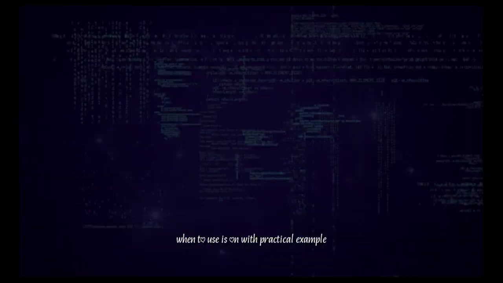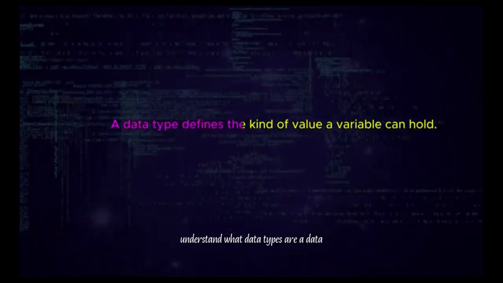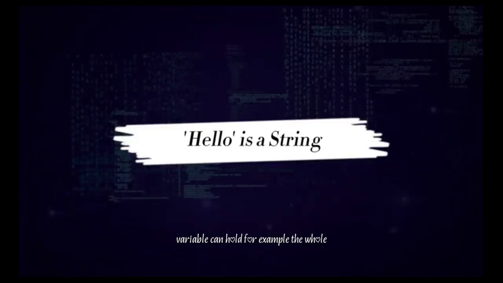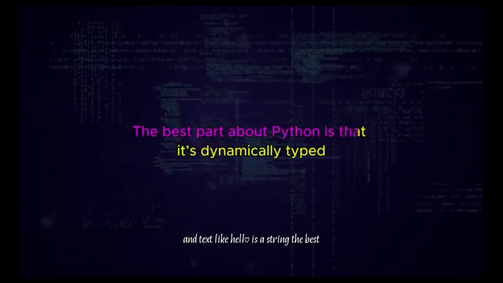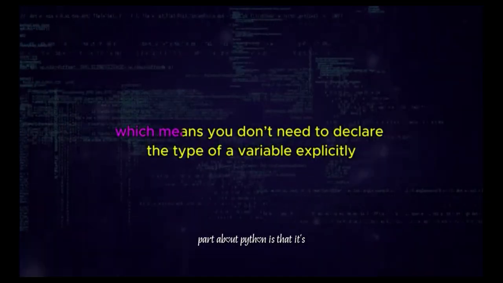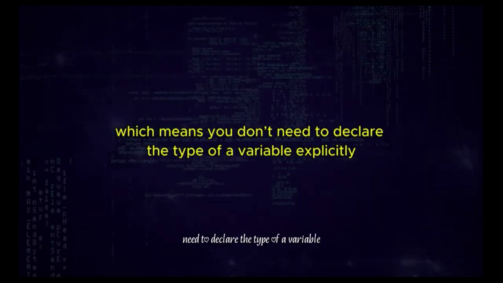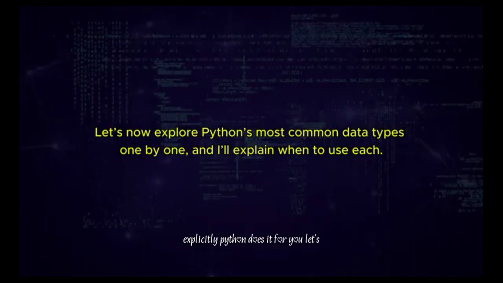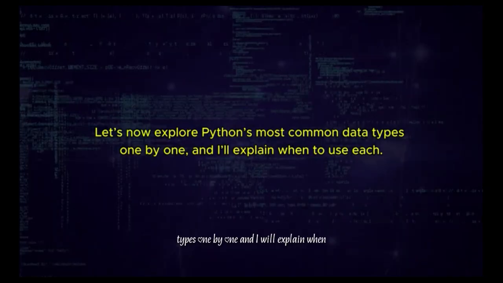So let's get started. First, let's understand what data types are. A data type defines the kind of value a variable can hold. For example, whole numbers like 5 or 100 are of type integer, and text like "hello" is a string. The best part about Python is that it's dynamically typed, which means you don't need to declare the type of a variable explicitly. Python does it for you. Let's now explore Python's most common data types one by one, and I will explain when to use each.